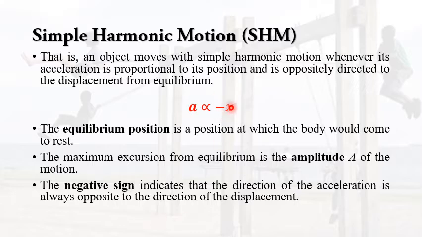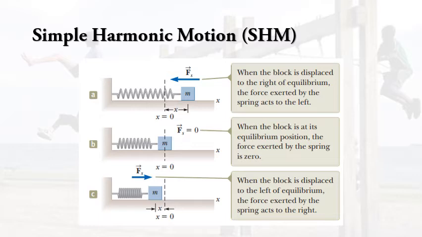So that is the meaning of the negative sign in our relationships here. Alright, so these are the examples that I mentioned just now. When you have an object oscillating with a spring, let's look at diagram B. Now you attach an object, a mass, to the spring.